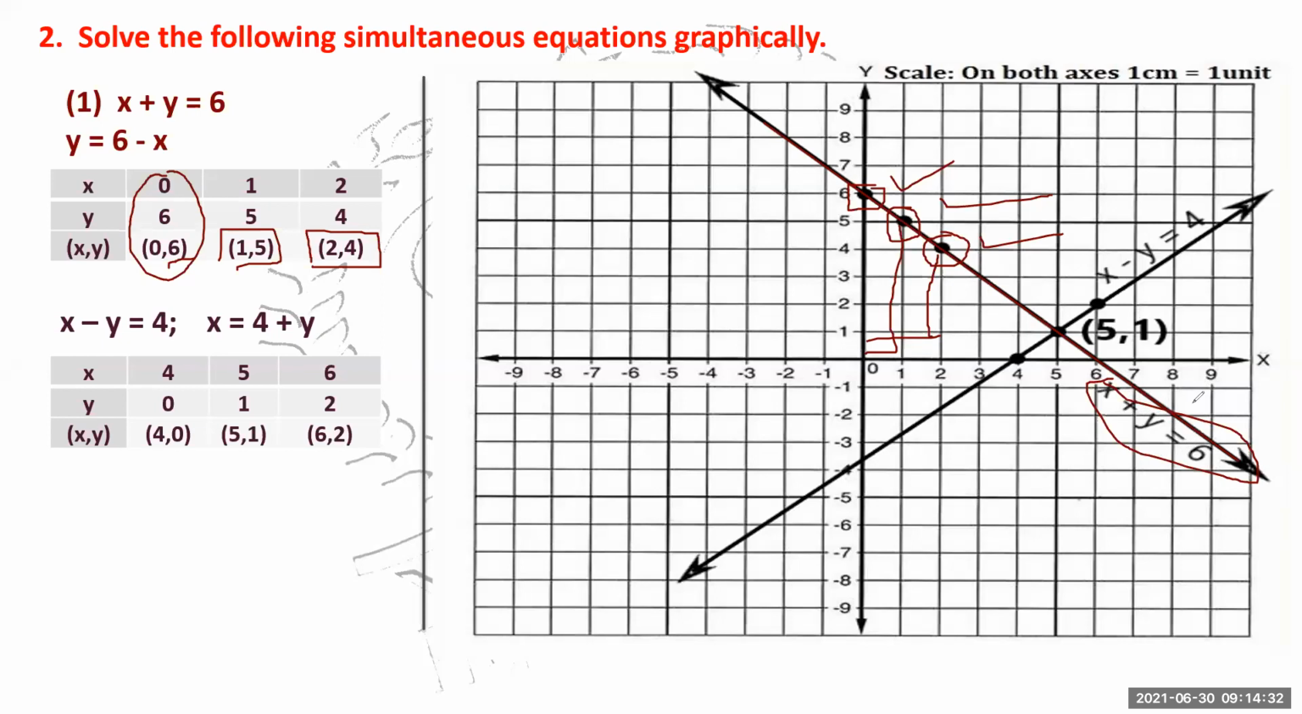Now why are you writing the equation? Because you should understand this line represents x plus y equals 6. Naming is very important. Now in the same way, you are going to plot the points in the second table.